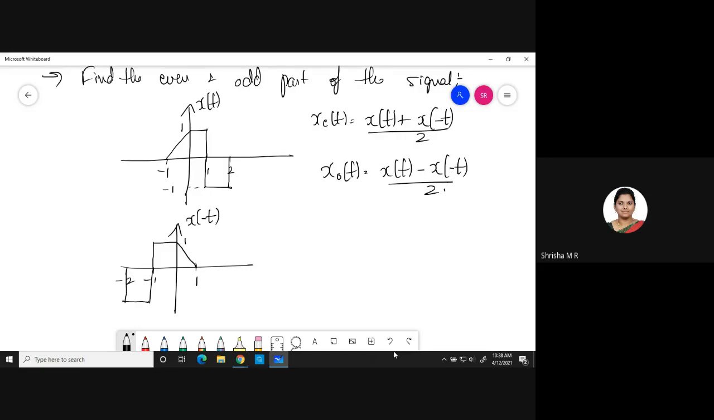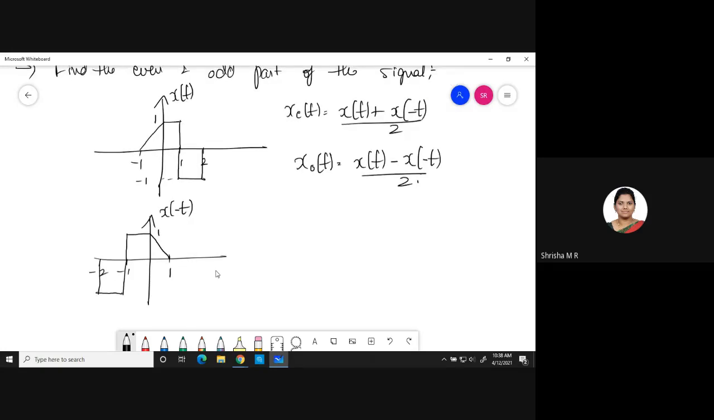Okay, this is the time reversal of the signal. I have time reversed the signal, or reflected the signal, and I have got the mirror image. Now I have to add both the signals, x of t plus x of minus t, because I want the even part. Okay, I'll add it now. Just observe. So you have x of t plus x of minus t.